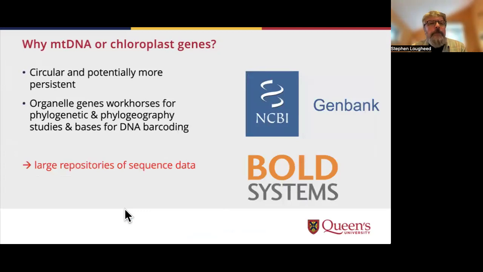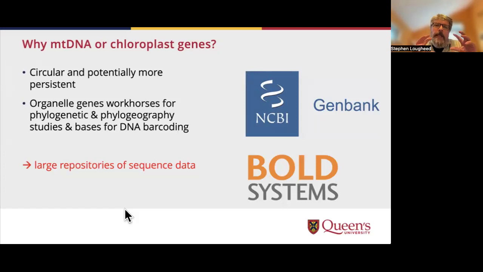There are a couple of other things that we must consider here. One is that mitochondrial and chloroplast genomes, plastid genomes, typically are circular. And circular DNA tends to resist digestion or degradation better than linear. And so potentially these genomes, when initially released, are more persistent. And then finally, there are large amounts of data in databases like GenBank, and GenBank is an NCBI repository. NCBI stands for National Center for Biotechnology Information. And then we also have the BOLD system. So this is the Barcode of Life Data Systems. And both of these are repositories for large amounts of DNA.